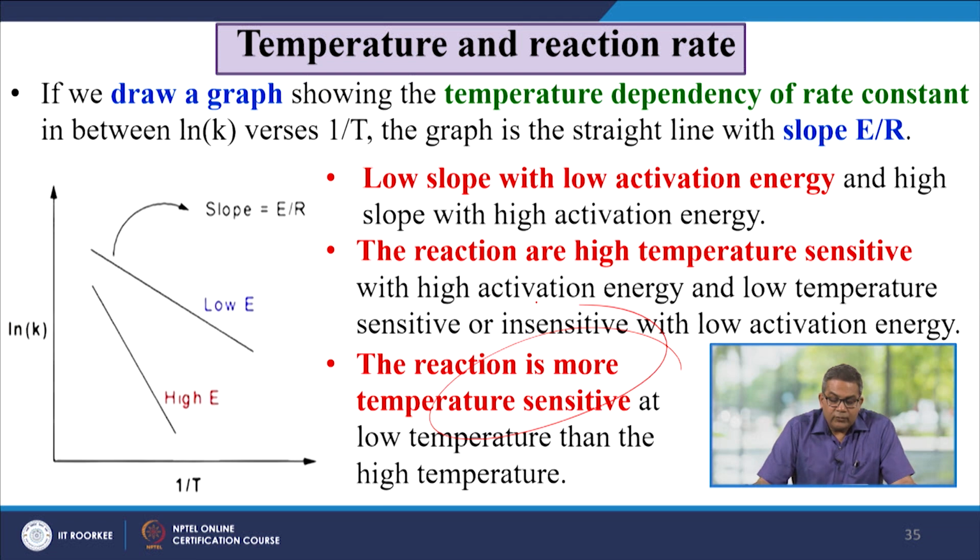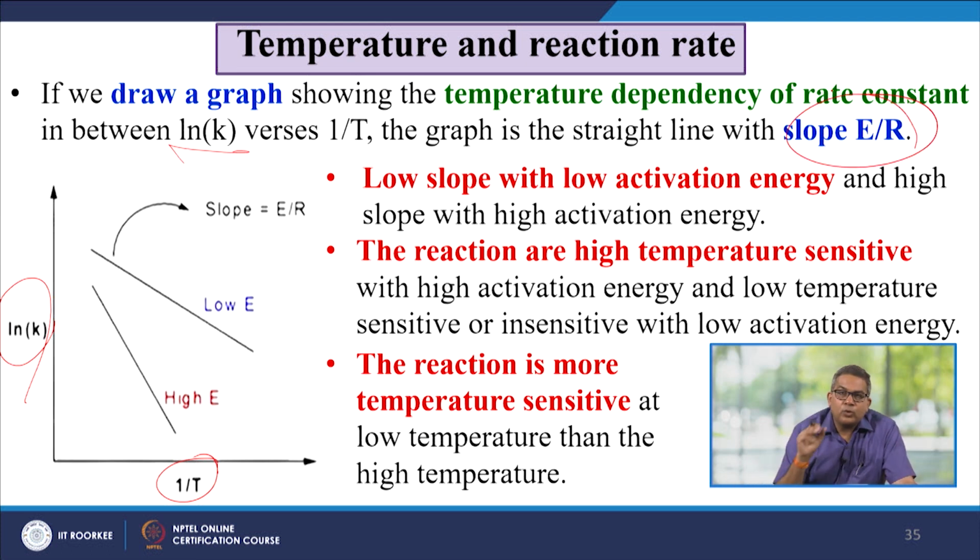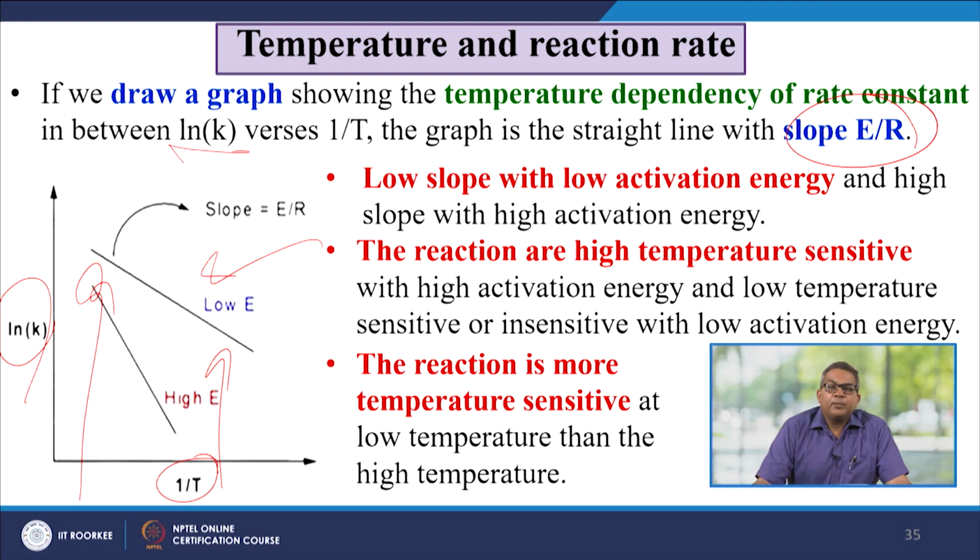Now, if we draw a graph showing the temperature dependency of a rate constant, between the logarithm of K versus 1 over T, the graph is a straight line and the slope is given as EA over R. So, a low slope means low activation energy and a high slope means high activation energy. One aspect is here: reactions with high activation energy are highly temperature sensitive, and reactions with low activation energy are low temperature sensitive or insensitive. Also, the reaction is more temperature sensitive at a low temperature than at a high temperature.